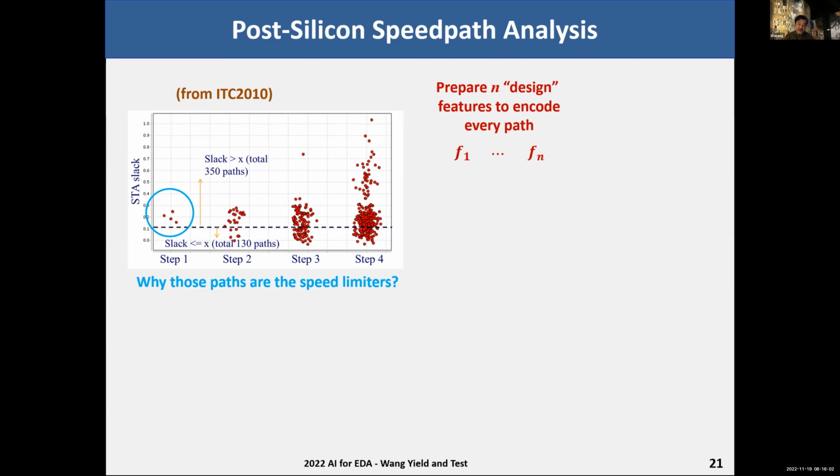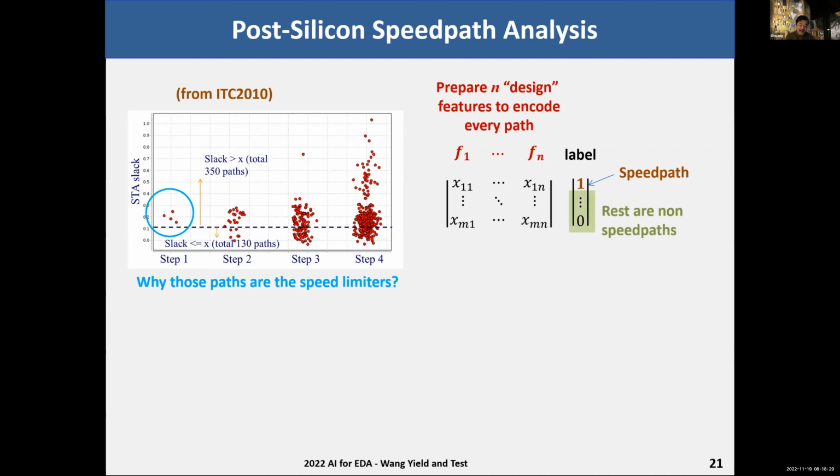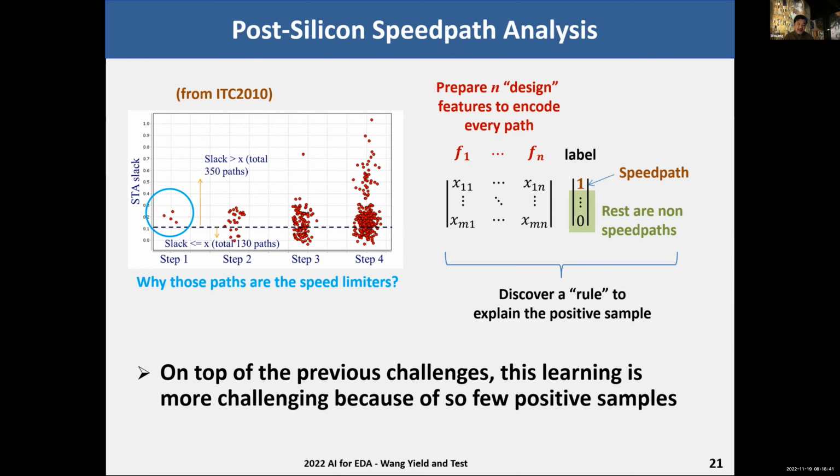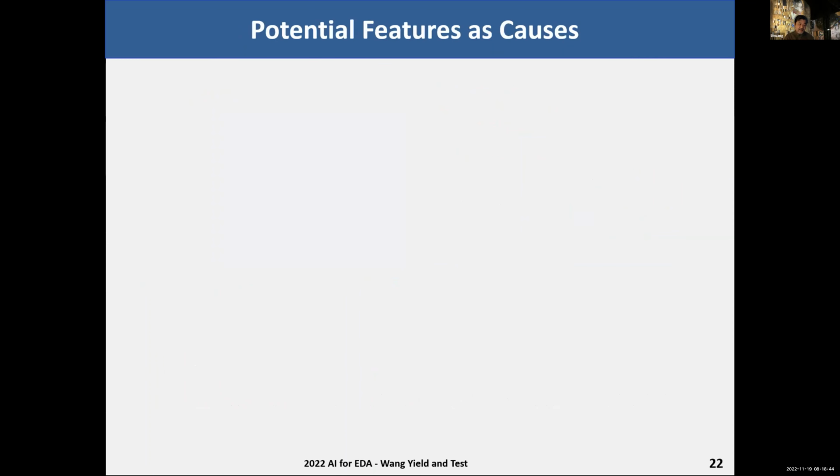Again, to start, we need to prepare a data set and data-related features to encode every path into a feature vector, such as F1 to Fn. And this encoding will provide us with a data set that looks like this. But this data set is different from the previous problem because on this data set, we have only one positive sample, because we analyze every speed path individually. And we have many other negative samples as non-speed paths. And the learning is to discover a rule to explain the positive samples. And this learning is more challenging because of so few positive samples.